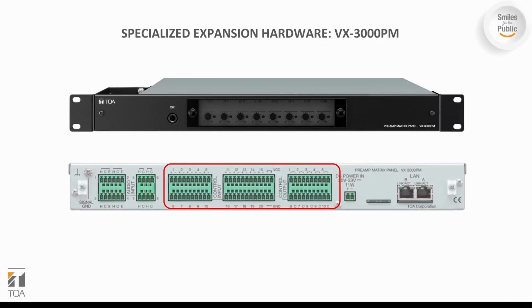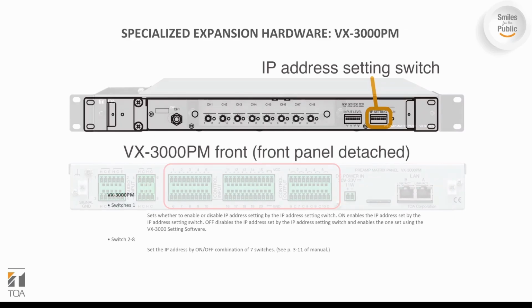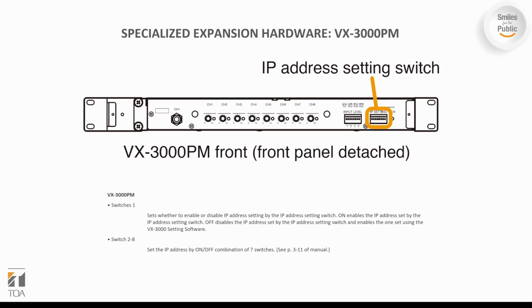Just like a frame, the VX3000PM has dip switches for configuration purposes. Switch 1 allows you to enable or disable IP address settings using the configuration software. Switching it on enables the IP address set on switches 2 to 8 to be enforced. Switching it off disables the IP address setting and allows the VX3000 settings software to configure the IP address instead. Switches 2 to 8 set the IP address if you wish to use hardware IP address settings. Each frame can handle a single VX3000PM as an expansion.